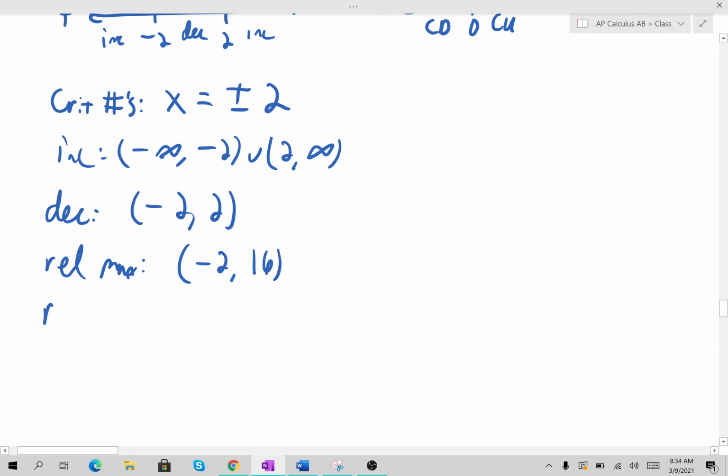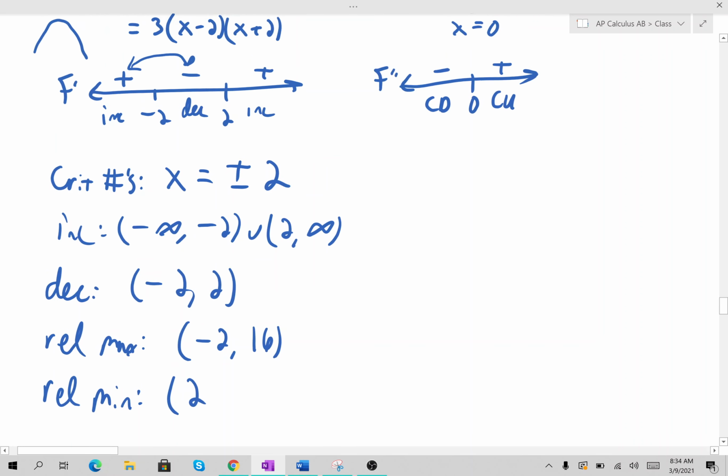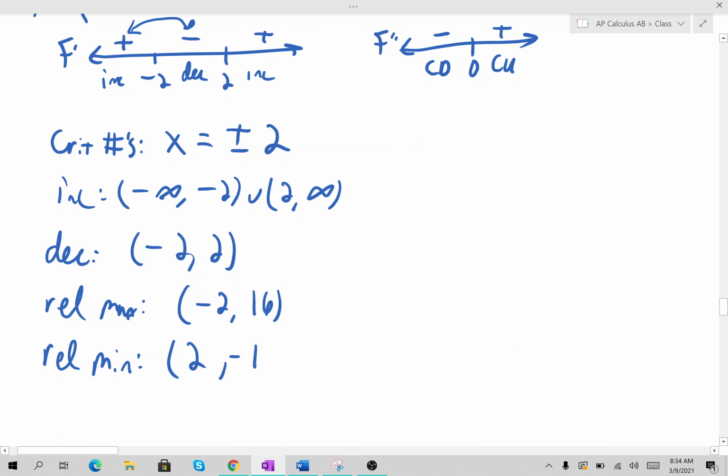The relative min happens at +2 if you look at that number line. If you plug that in, you get -16. And then we have concave up is from 0 to infinity. Concave down is from -infinity to 0.